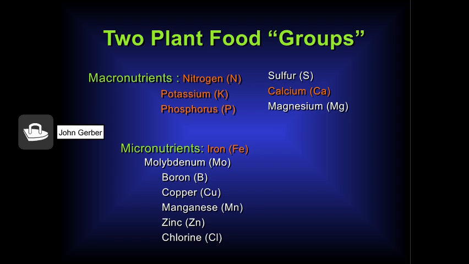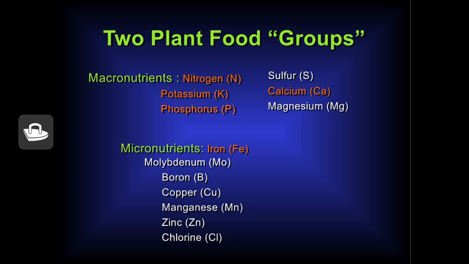There are two major food groups for plants, macronutrients and micronutrients. Macronutrients are those needed in relatively large amounts like NPK and calcium, others. Micronutrients are needed in very, very small amounts, things like molybdenum, boron, iron. It's important to know, however, that any essential element that is in short supply is important.